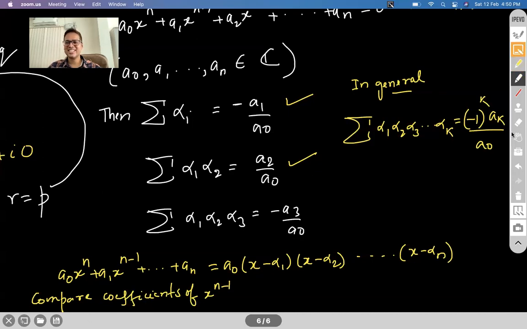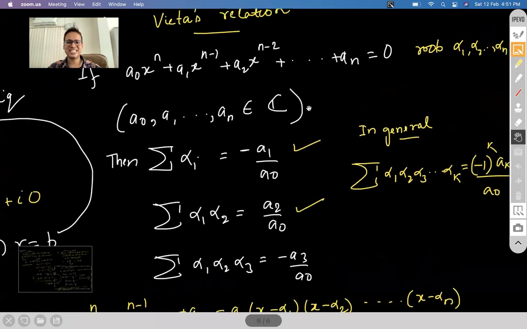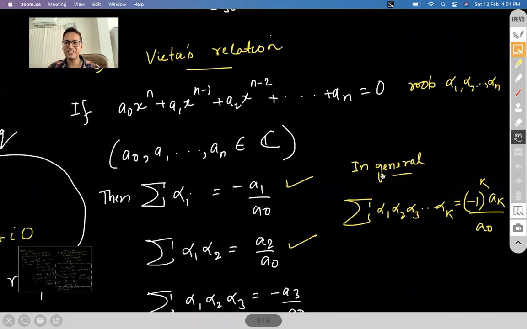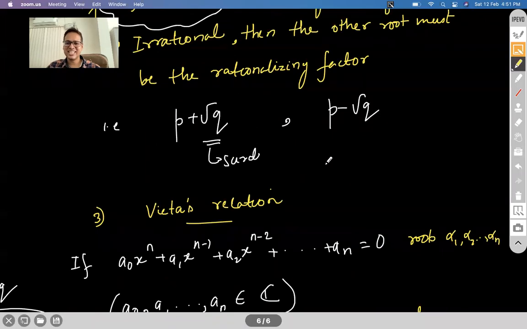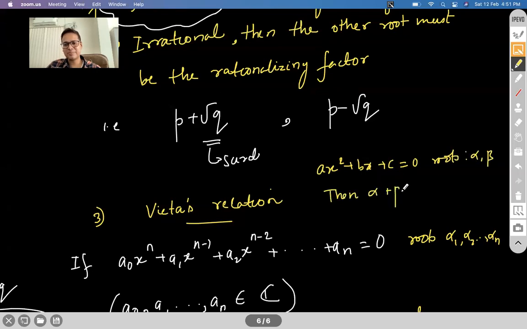Okay. So for our case, for a quadratic equation, if this equation has two roots, alpha and beta, then remember, alpha plus beta is minus b by a, alpha beta is c by a. That is already known to you since class 10th days.